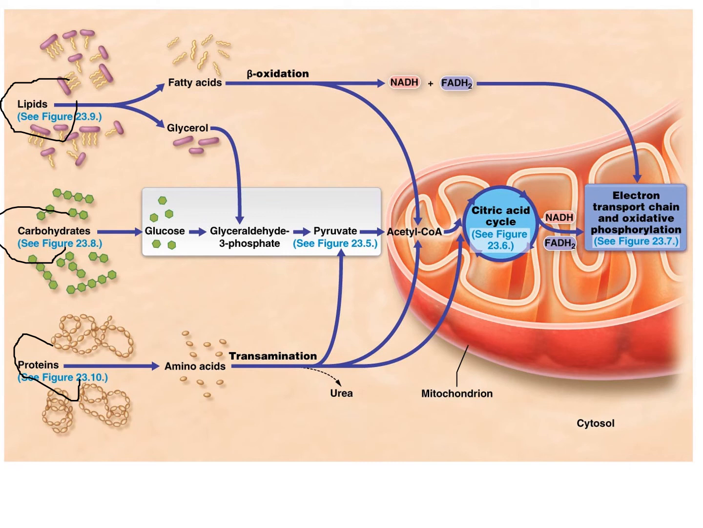Fatty acid oxidation occurs through beta oxidation, which produces a number of NADH and FADH2 that enter the electron transport chain, as well as acetyl-CoA that enters the citric acid cycle. Glycerol, on the other hand, is converted to glyceraldehyde 3-phosphate that enters glycolysis.